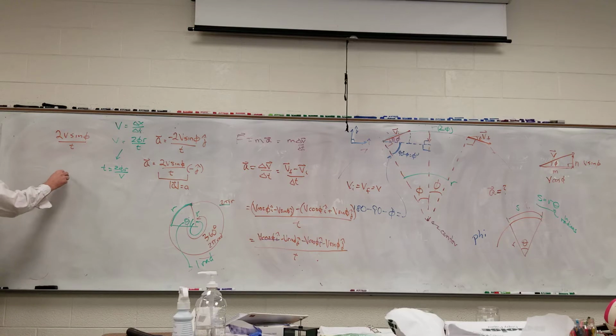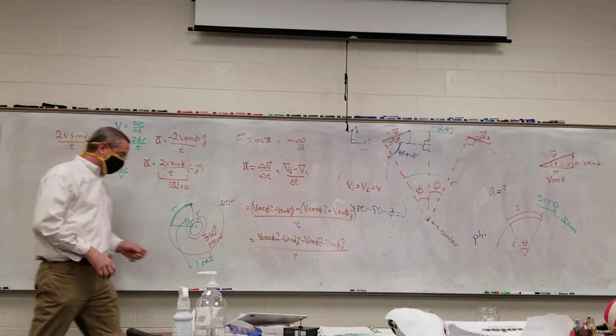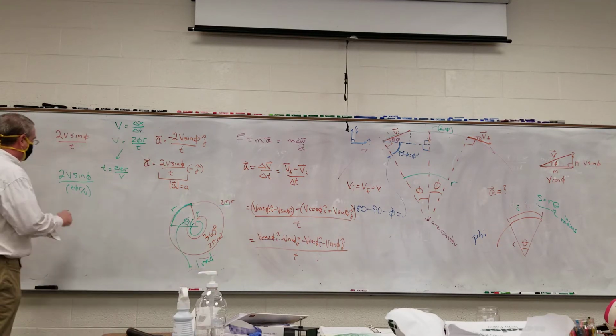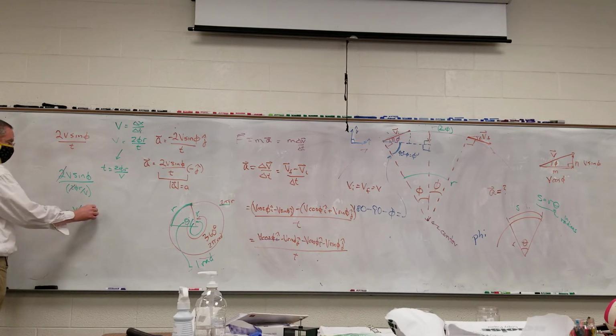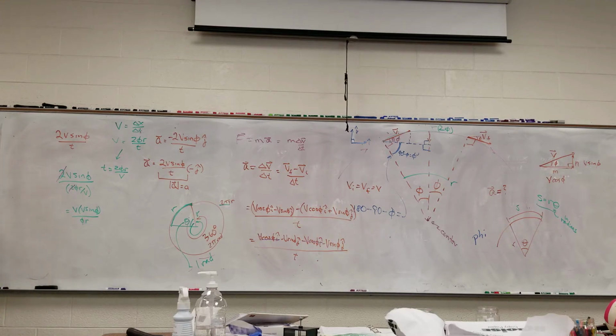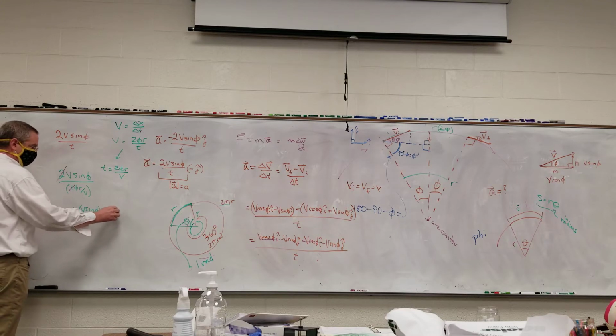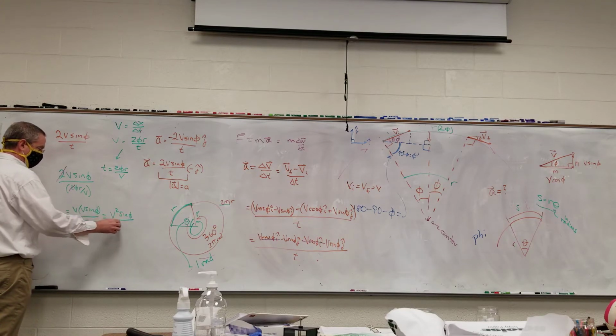So 2v sine phi divided by 2 phi r over v. Well, I got stuff that cancels out here. 2's go away. And so this becomes v times v sine phi over phi r, which is just my speed squared times the sine of phi over phi times r.